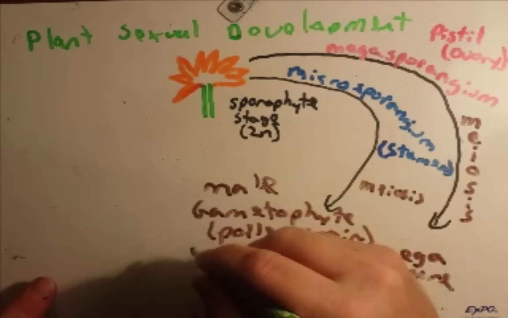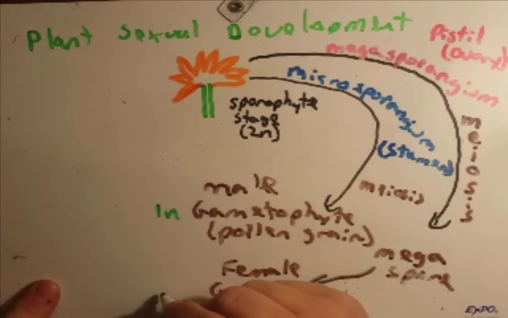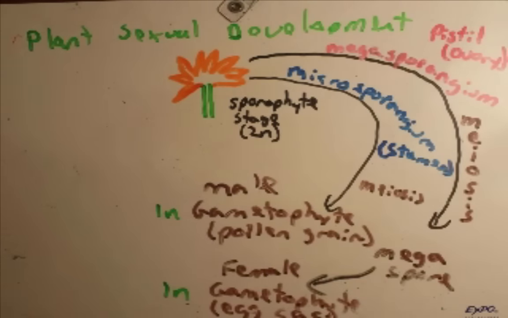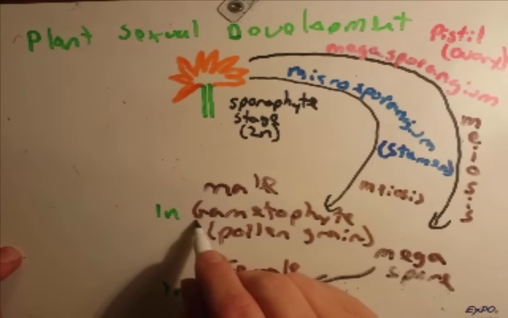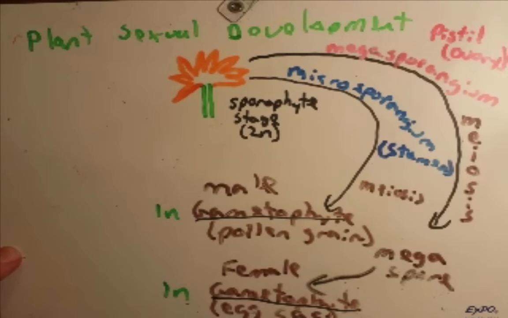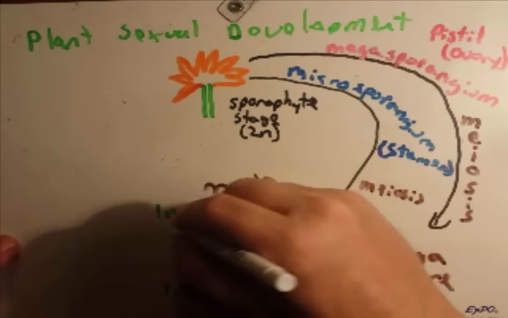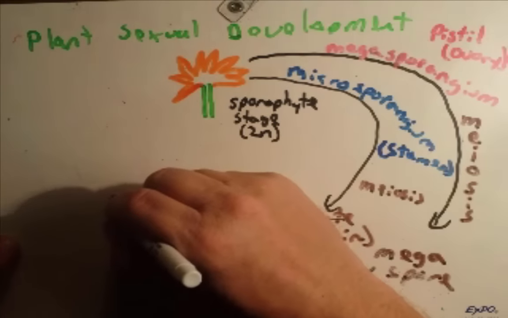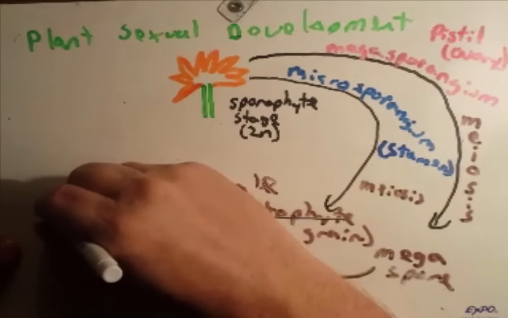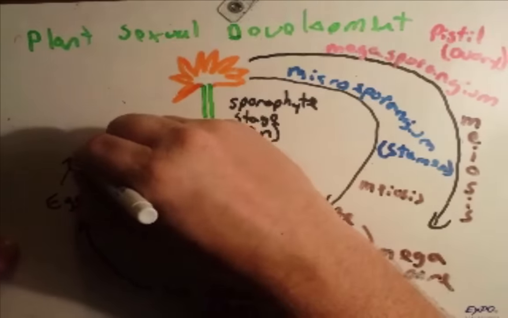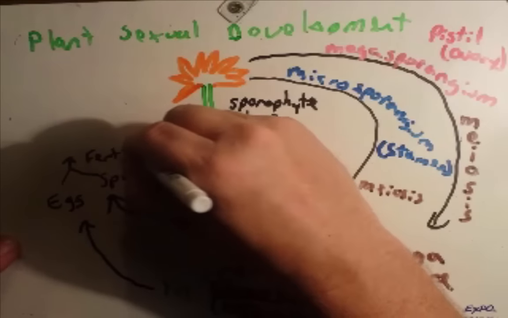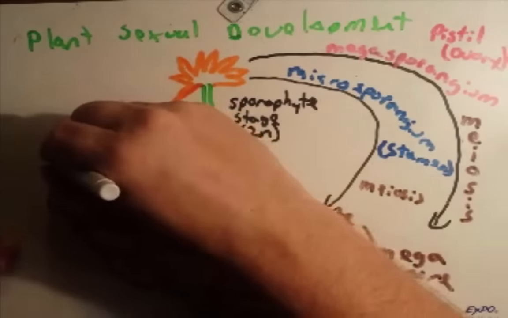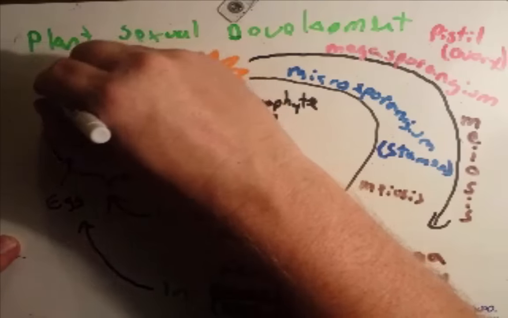It's important for me to point out that both of these are haploid, 1N, and together they represent the gametophyte stage, as I wrote here for each of these. So we have the sporophyte stage, which is the diploid stage, and the gametophyte stage, which is the haploid stage. These two now will produce the necessary gametes, the sperm and the egg. They will fertilize each other and form a 2N, a diploid zygote.